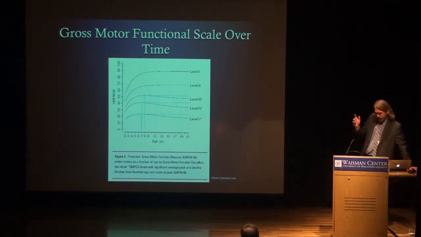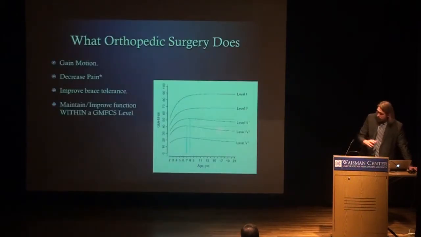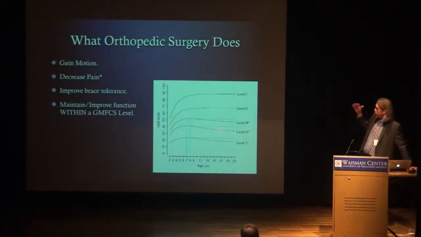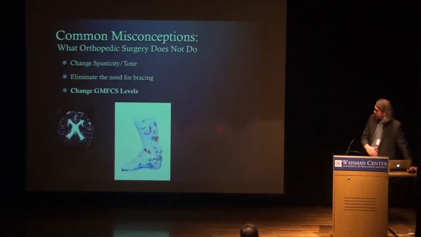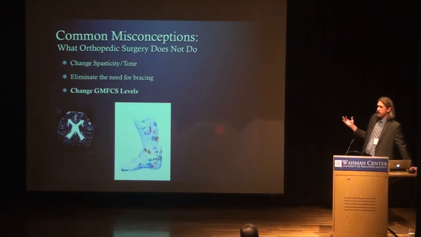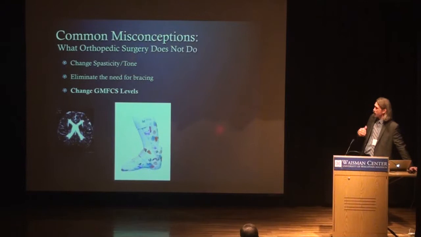So, and this goes to the next slide, what orthopedic surgery does is it doesn't improve levels, it tries to maintain things. When people have contractures, it tries to increase the motion. It may decrease pain while they're doing things. It may improve brace tolerance, and it will maintain or improve within those levels. What I can't do is change the spasticity or tone through surgery. Dr. Bragg potentially can do that with her surgeries, but with orthopedic surgeries, there's not a way I can change tone.